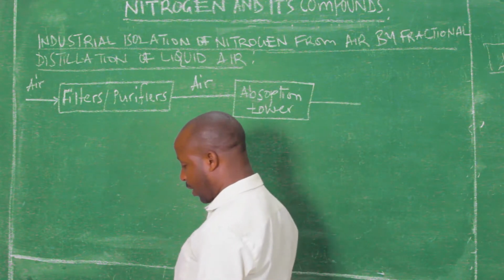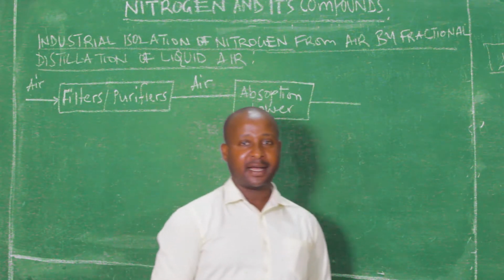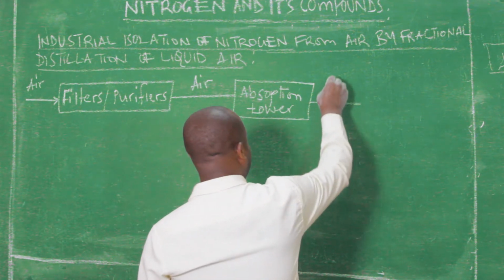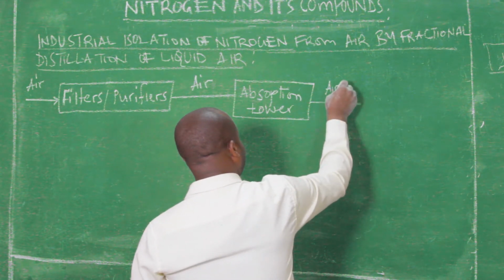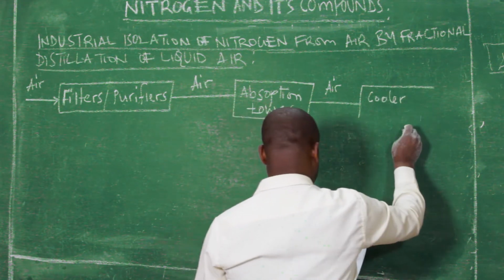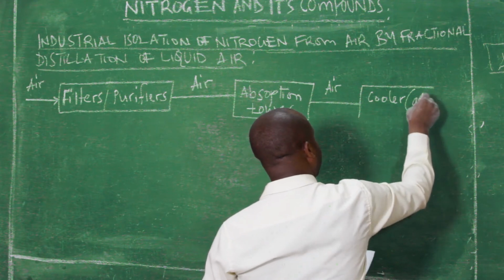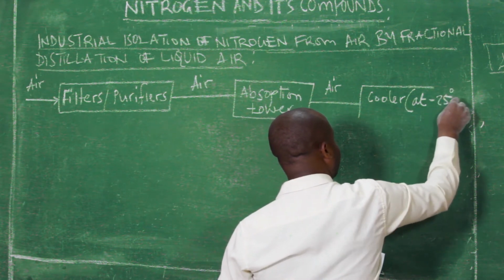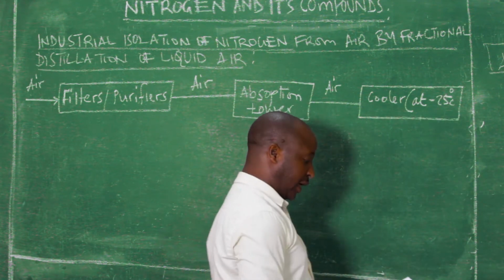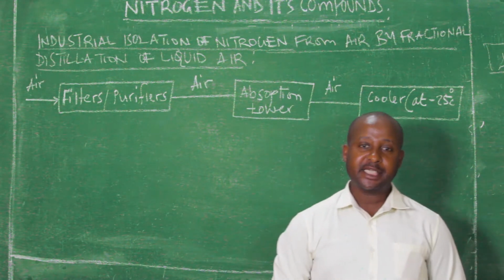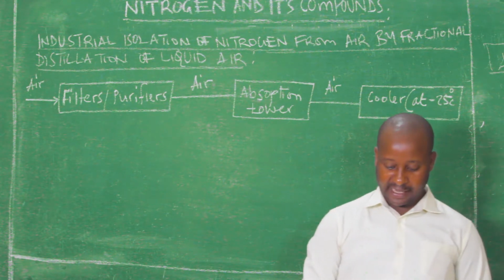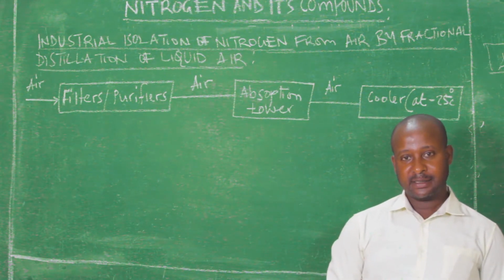And from the absorption tower, air goes to the cooler at a temperature of -25 degrees Celsius. Air from the absorption tower is led into the cooler at -25 degrees Celsius. And then from the cooler, air is led into the compressor at 200 atmospheres, and we are going to discover how it is compressed.